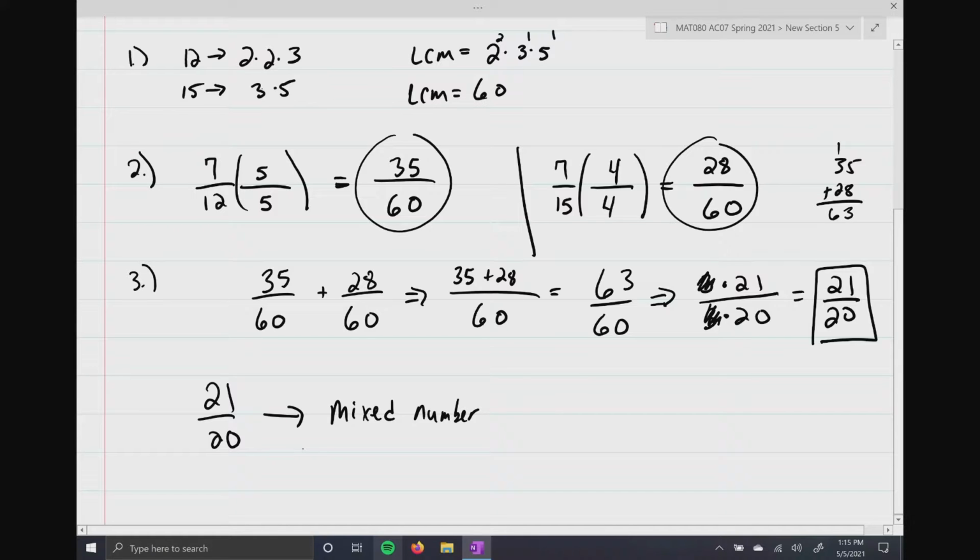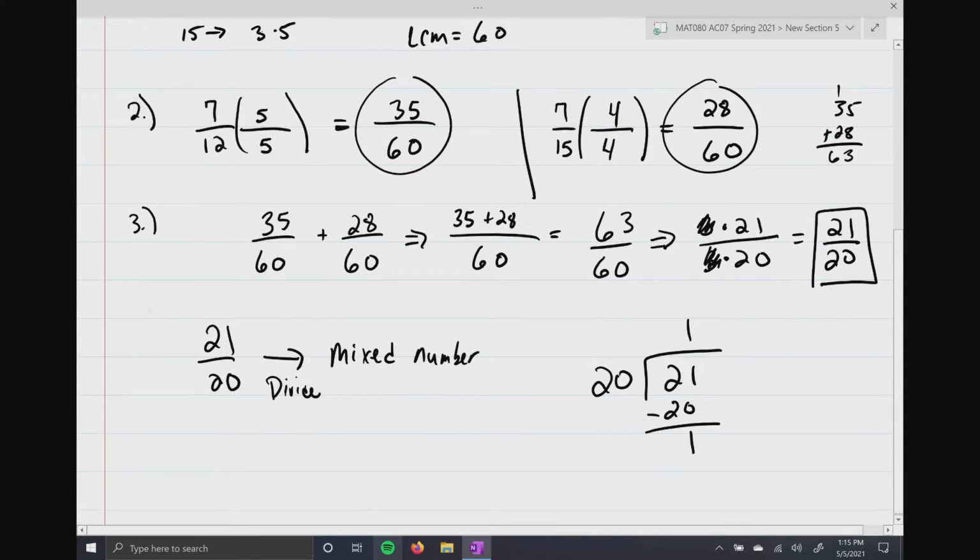Perfect. So all we do is just divide. The denominator goes on the outside, numerator goes on the inside, and you just divide. 20 goes into 21 one time. So I just subtract, and I get a remainder.